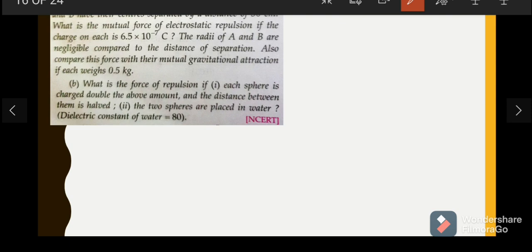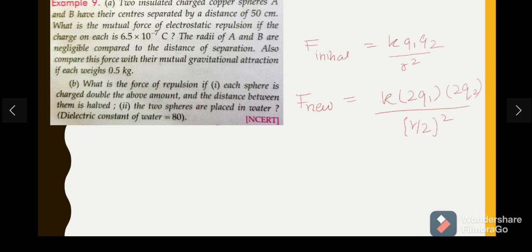what is the force of repulsion if each sphere is charged double the above amount and the distance between them is half? So let's see, if this was the initial charge. Initial force was K times Q1 Q2 by R square. Now they are saying both the charges are double, so let's call it new force. So double up both the charges, 2Q1 2Q2 and half the distance, so R by 2 whole square.